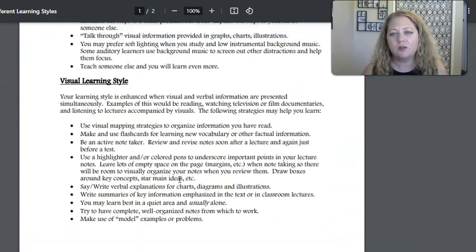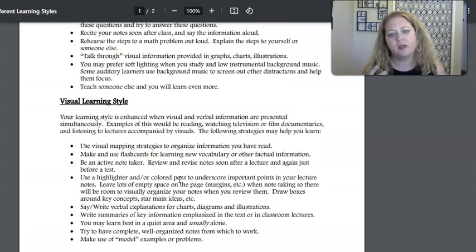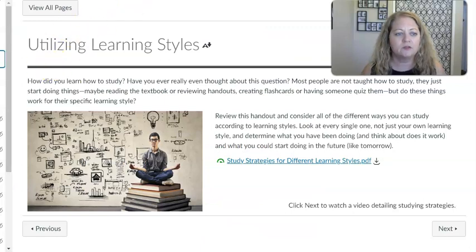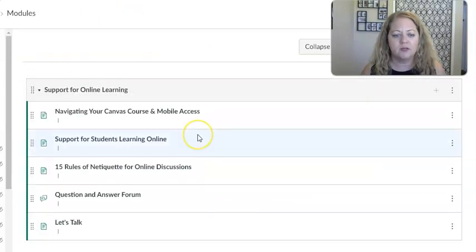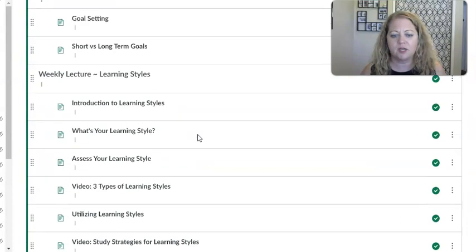So look through all of these and think about, okay, what strategies am I going to try even if they're outside my primary learning style? It doesn't mean that you can't do these. These are great suggestions for you to enhance the way that you're studying, the way that you're taking in information, the way that you are being present in class, okay? So lots of good information this week, and if you have any questions, don't hesitate to reach out.